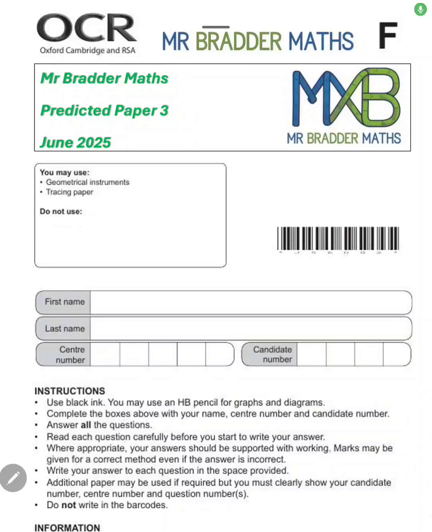Right, this is a predicted paper 3. It's a calculator paper for June 2025. Once again, there's no guarantee that any of this is going to come on paper 3. It's just my best guess based on what's not been assessed on papers 1 and 2. Good luck with this. Let's do it.